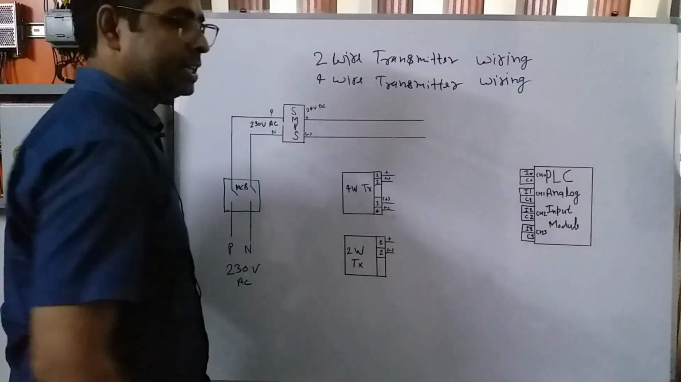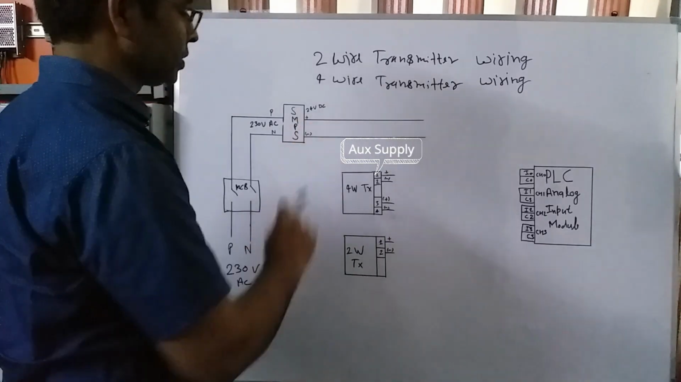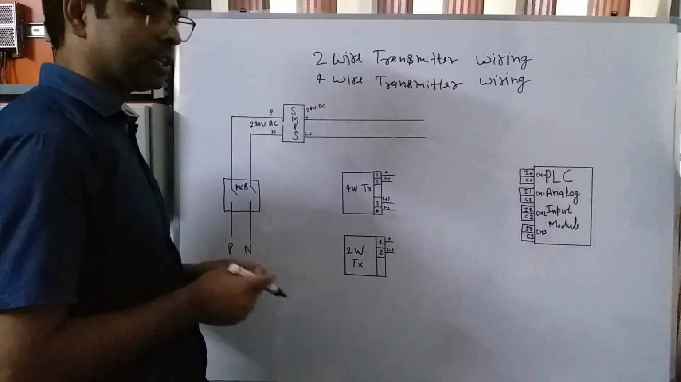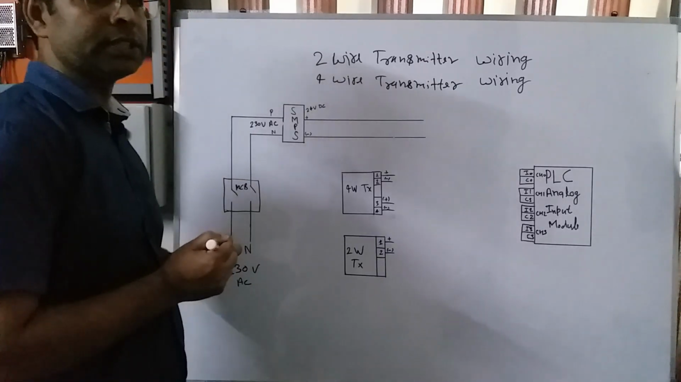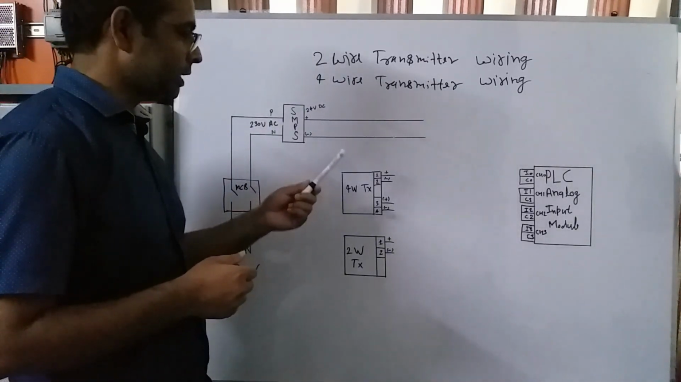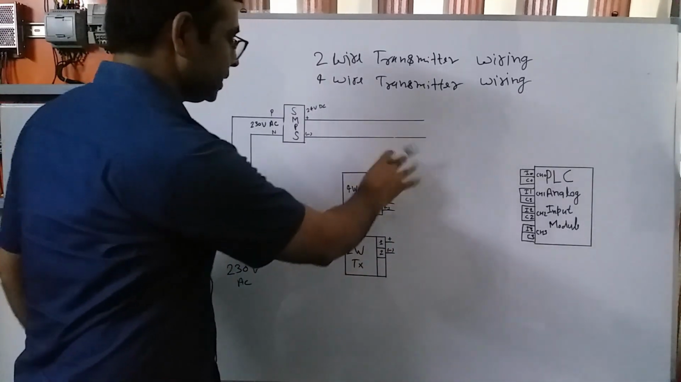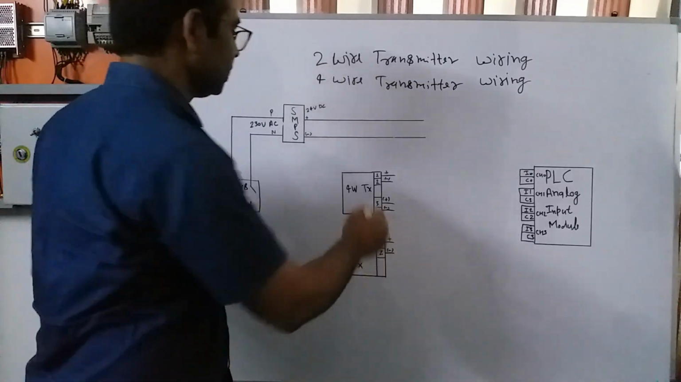Auxiliary supply has to be provided separately in a 4-wire transmitter. Auxiliary supply may be different in different transmitters. Instead of 24 volts DC supply in a 4-wire transmitter, 230 volts AC can be supplied. Suppose we have taken a transmitter of 24 volts supply. Here we put an MCB.